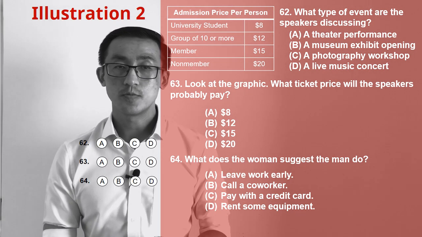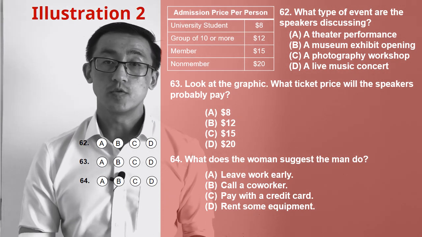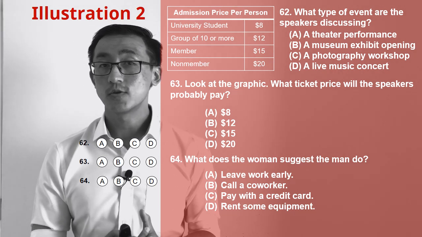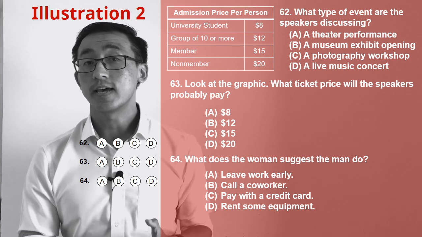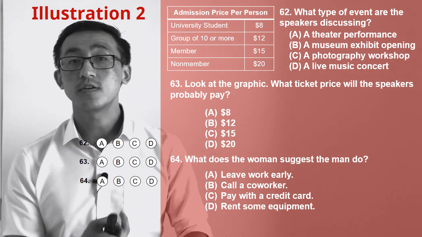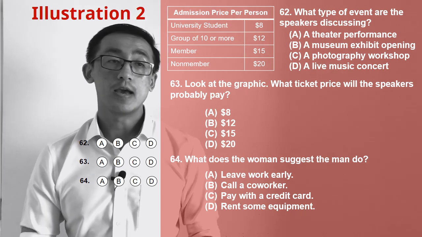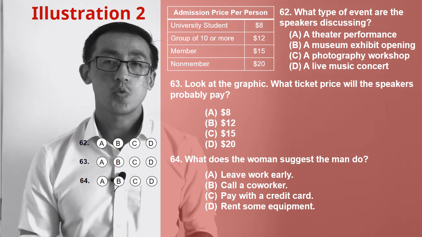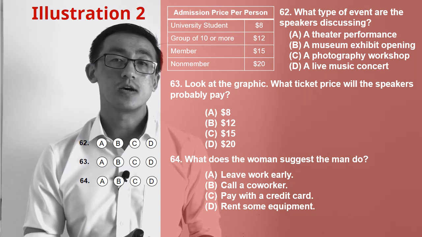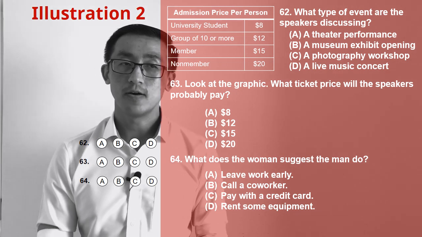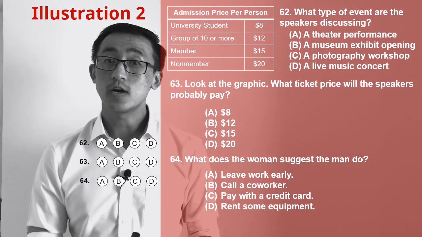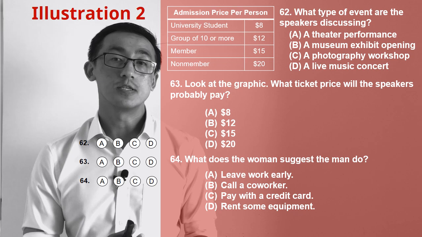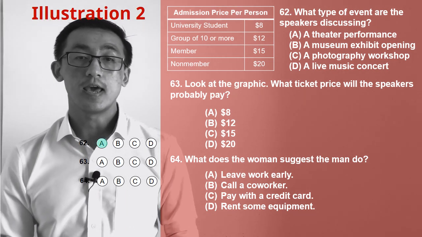All right, now that you've heard the conversation and the responses, let's look at the chart first. So what can you see in the chart? There is the admission price, the entry fee for university students, a group of 10, a member and a non-member, and on the right hand side you can see the prices, right? So the first question they ask is, what type of event are the speakers discussing? They're talking about a play, right? Play is not given in the answer choices, so you have to know that it's a theater performance. Okay, so the answer is A.